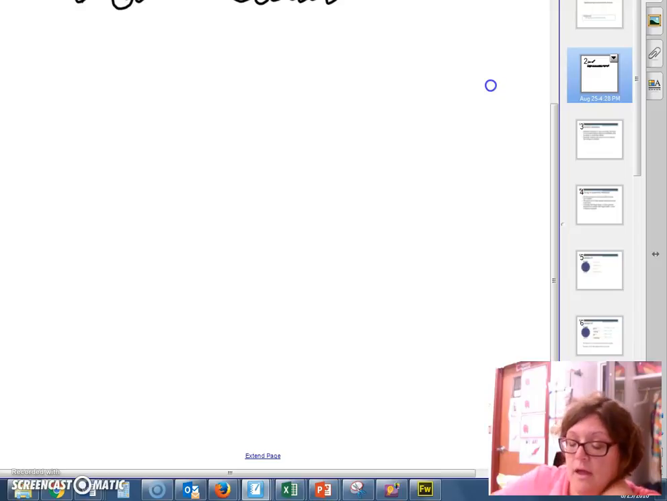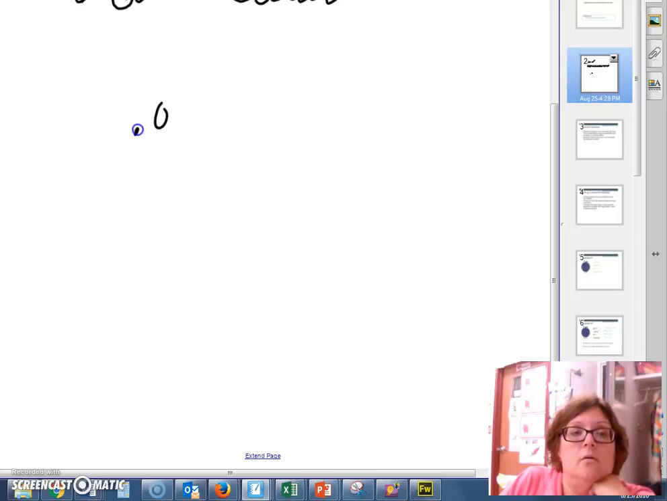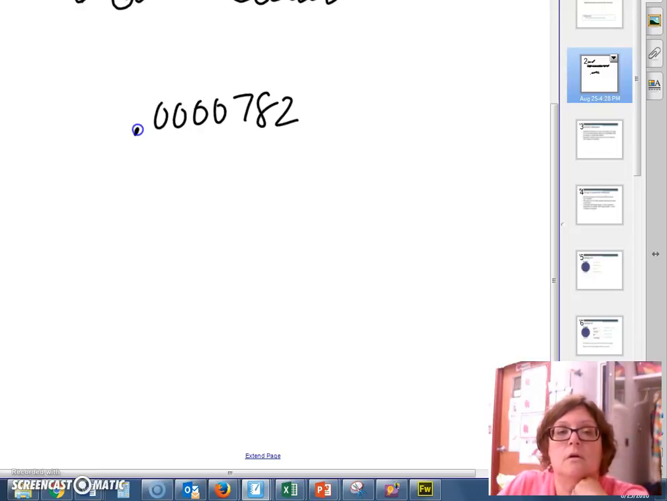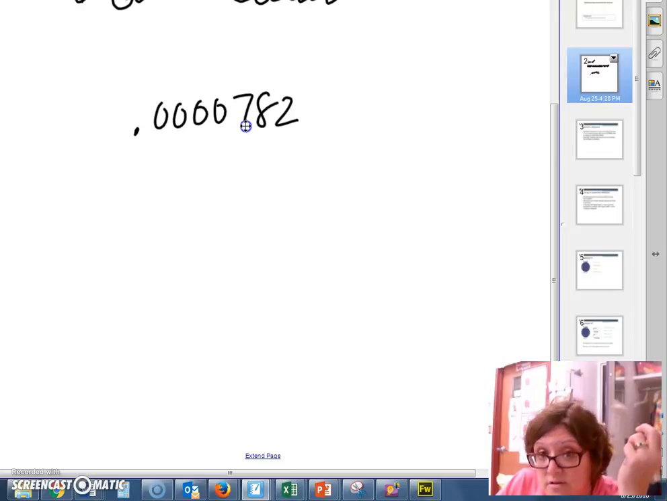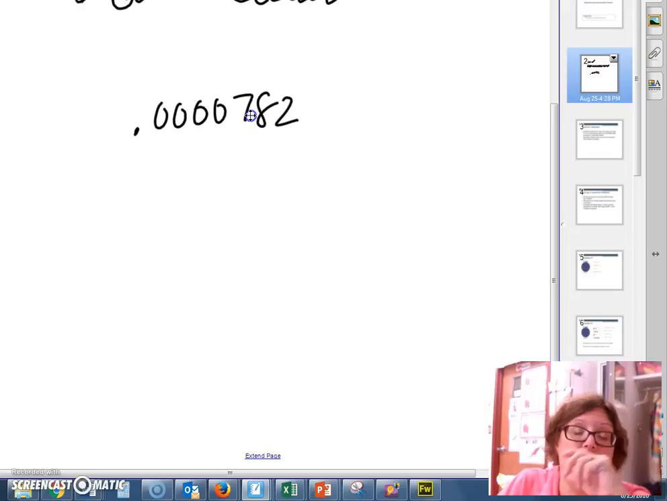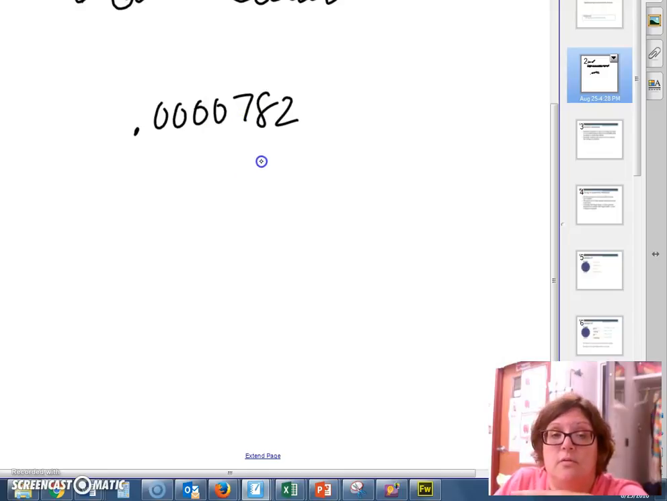What if you have a very small number? I can't even tell you how we would name that. It would be tenths, hundredths, thousandths, 10,000ths, 100,000ths. So 7 100,000ths. So the number's too small. But we can make it easier to work with. Okay, this is less than 1.